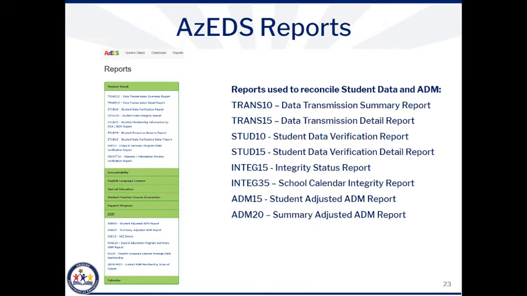When the Reports page appears, you'll see the green bars on the left-hand side. You can click on each bar to expand it and view the reports within each section. The Student Details section contains the Trans 10, Trans 15, Stud 10, Stud 15, and IDTech 15 reports. The INTEG 35 report can be found in the Calendar section, and the ADM 15 and 20 are located in the ADM section. While all of these reports are part of the student data collection and reconciliation process, we are going to focus solely on the Trans 10 and Trans 15 reports today, as this is an introduction to the student data process.